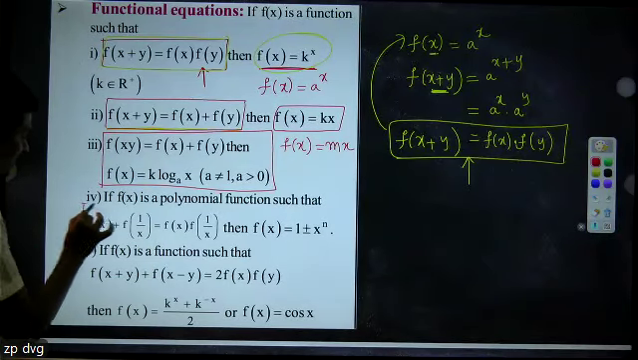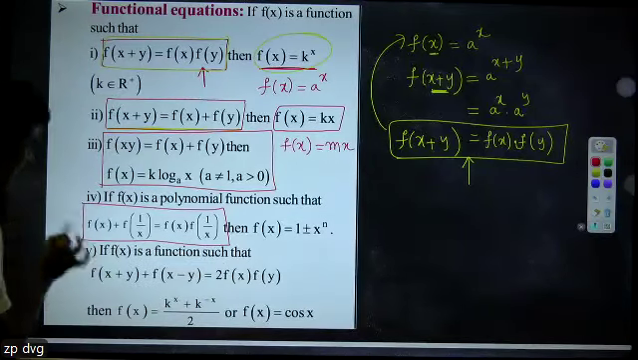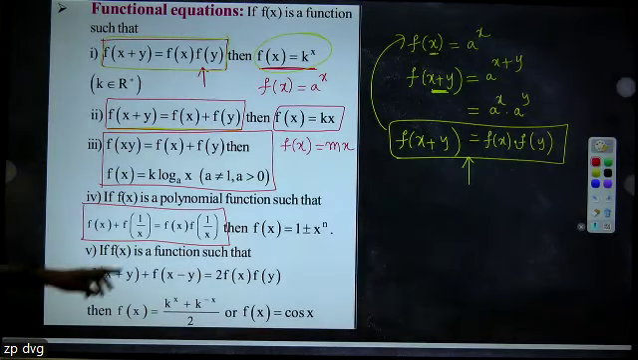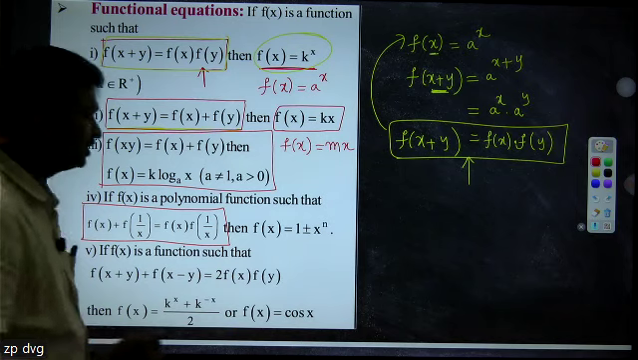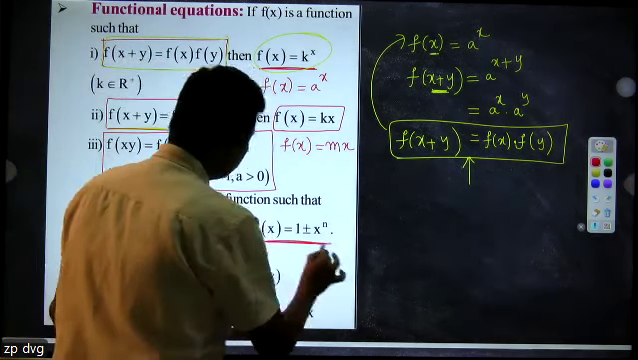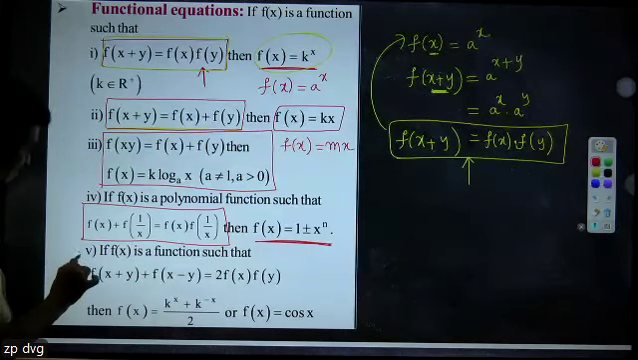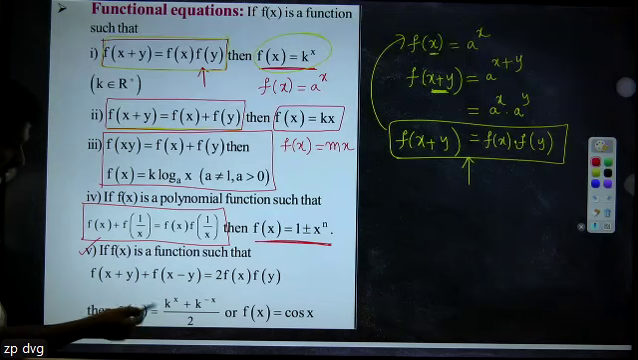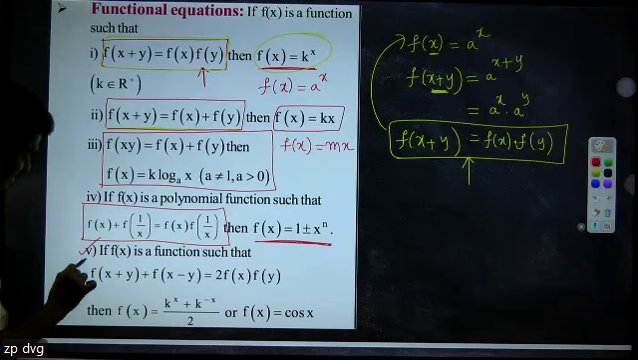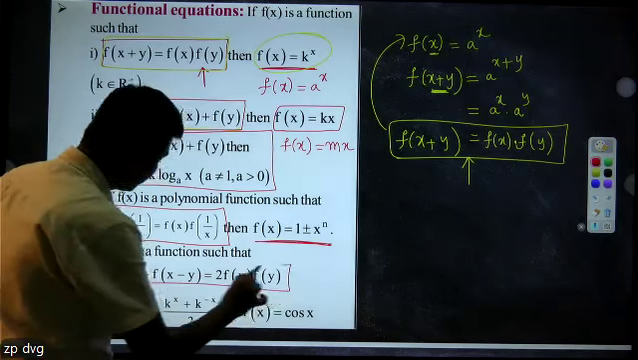And what is the function satisfying this condition: f(x) + f(1/x) = f(x) times f(1/x)? That is f(x) = 1 plus or minus x to the power n. We don't use this much frequently, but there is such a function that satisfies this equation.